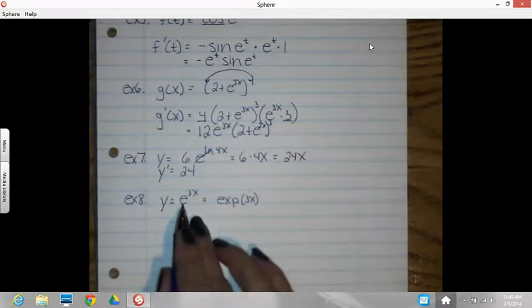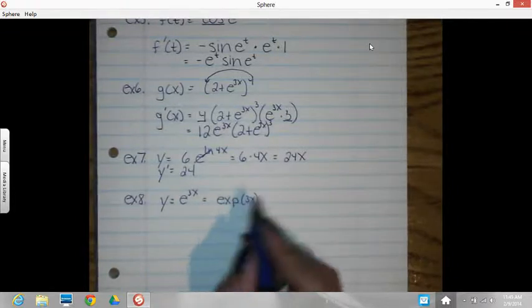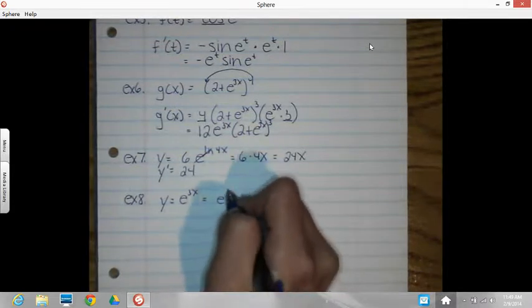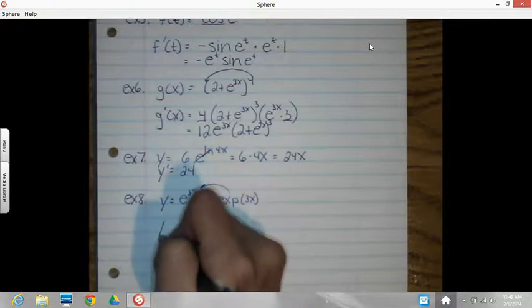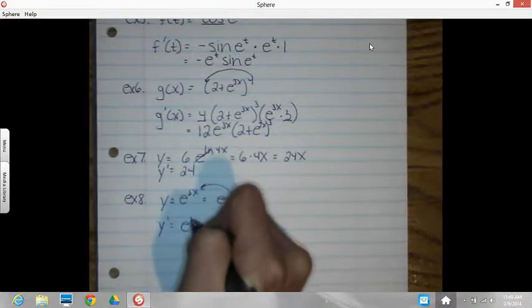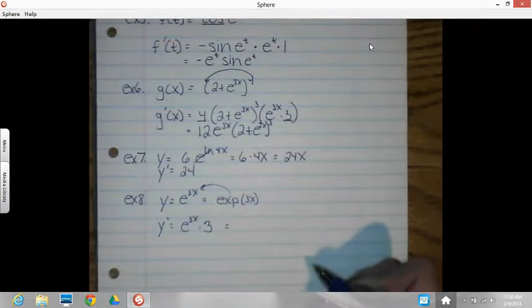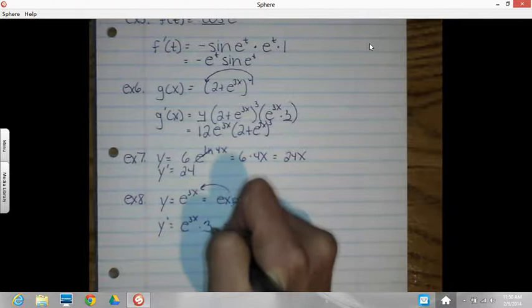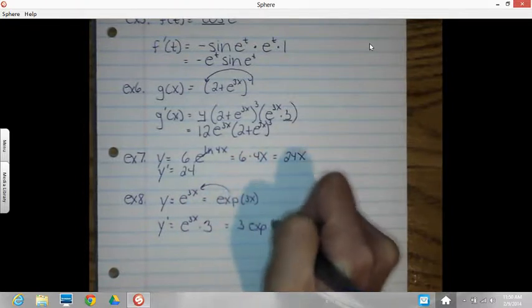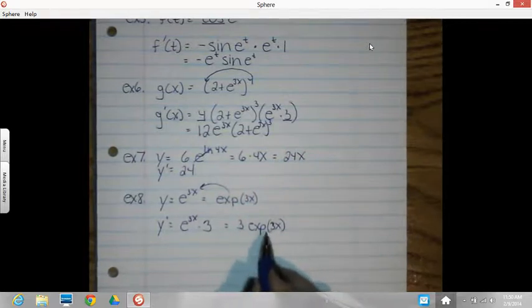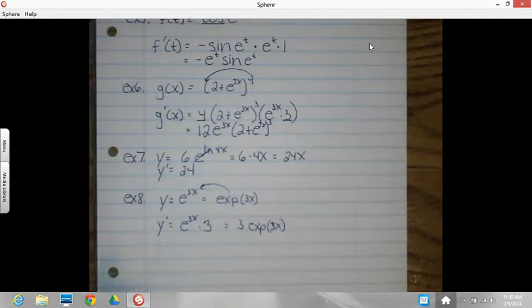So that's all I wanted to point out is you're going to see a couple problems. The author uses it just to see if you know what it is. Just old notation. It just takes you right back to this form here. So y prime would equal e to the 3x times 3. The answer in the back of the book would be 3 for that, exp 3x. I don't care if you use this notation or not. You can. You don't have to. I prefer this, but if you're comfortable with that, go with that.